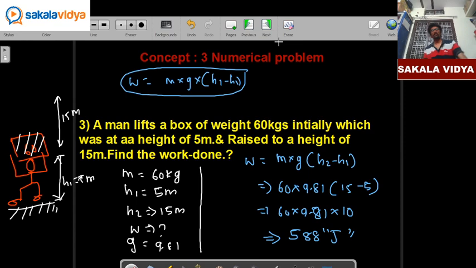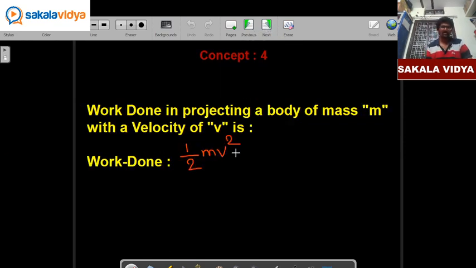Okay, now let us further go for one more concept. So work done in projecting a body of mass m with a velocity v. So here the mass of the body is given, velocity is given.